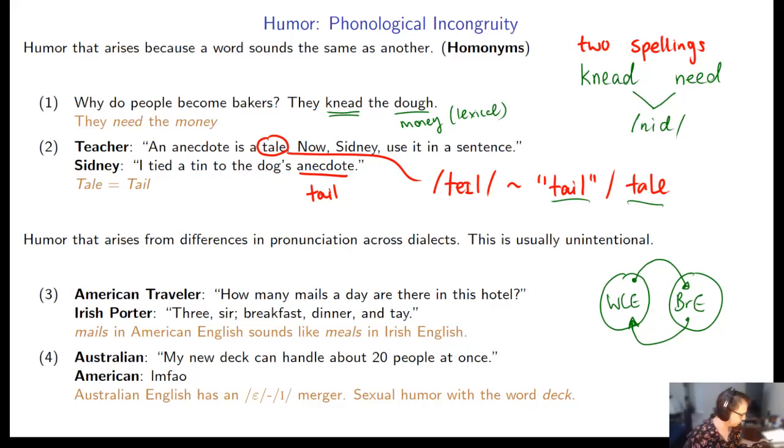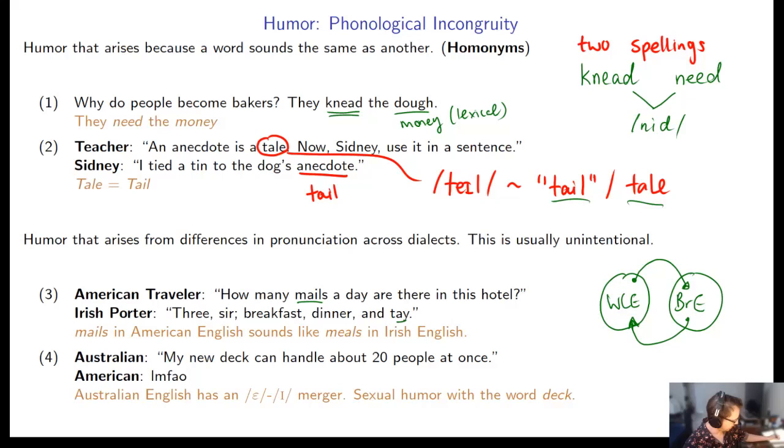So the first one is appropriate, the second one's not. Okay, so an American goes to Ireland and says, "How many males are there a day in this hotel?" And then the Irish porter responds, "3, sir, breakfast, dinner, and tay." So this is supposed to be tea. I just wrote it as tay.